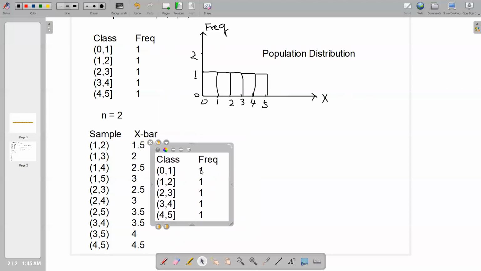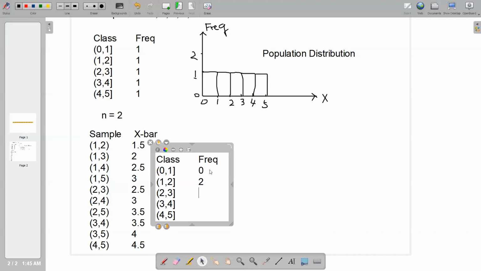The class is going to be the same, but the frequency is going to change, right? We're going to use the same class. Then how many X bar do we have between 0 and 1? We don't have any, right? The smallest X bar is 1.5. And how many X bars between 1 and 2, including 2? So we have 1.5 and 2. We have 2 of them.